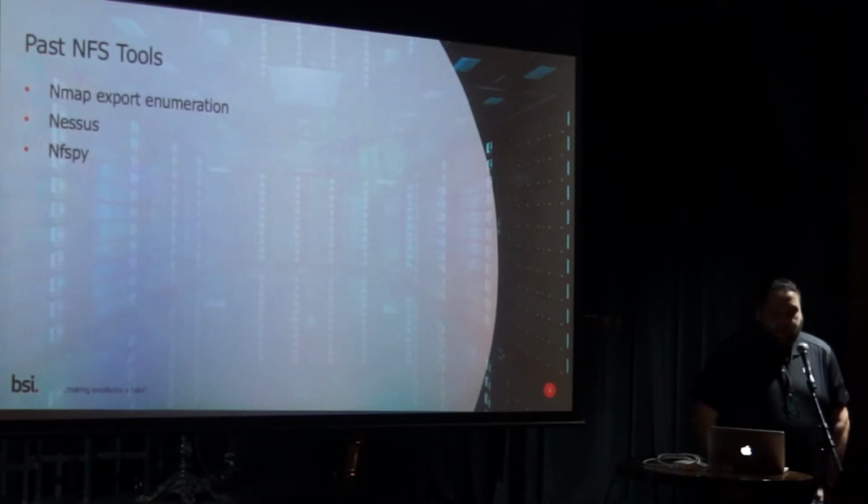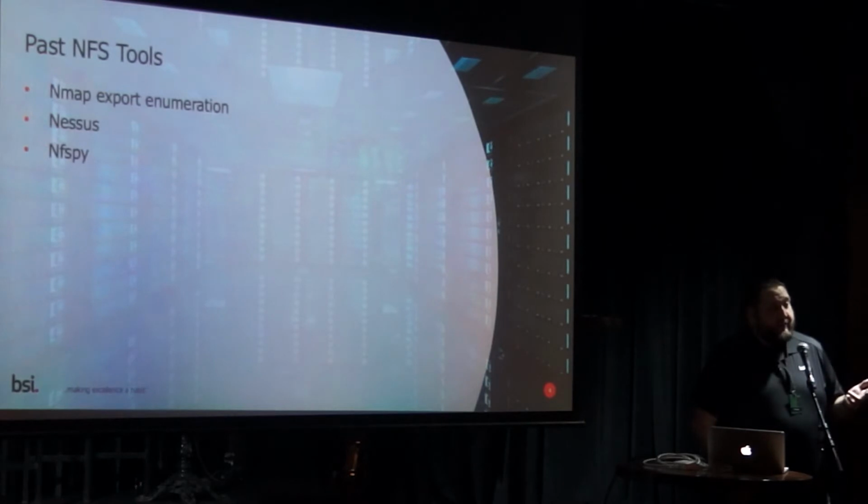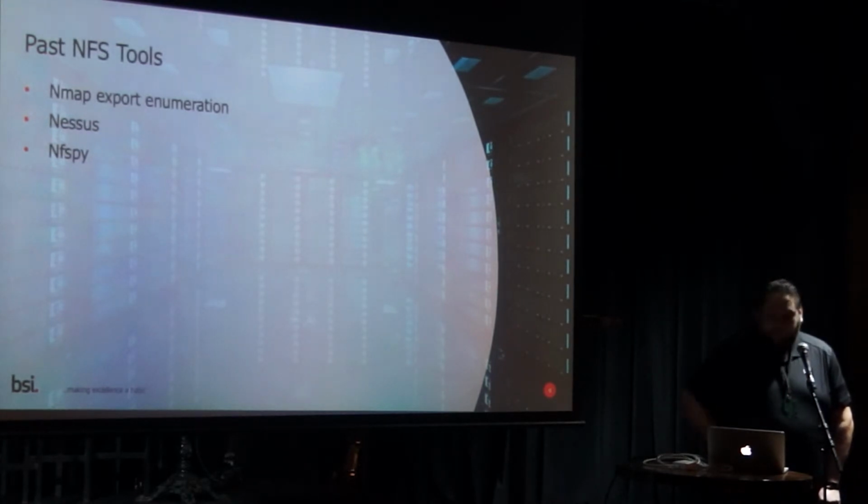So I was looking for different tools that had existed in the past, and Nmap had an export documentation, so you could run it and it would show the exports. Nessus could show what exports are out there, but no data in them. And there was a tool called NFSpy, which I used to use a lot in the past. It only works for version 3, and even version 3 broke. Version 4 is not supported, and most people have moved to version 4. So I found there are no tools out there for digging through and enumerating NFS, which was kind of sad for me, especially because I really needed this done on a time frame.